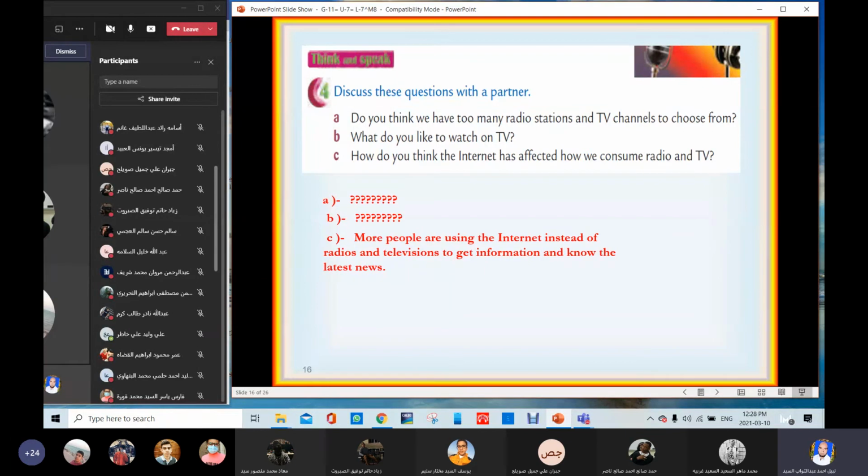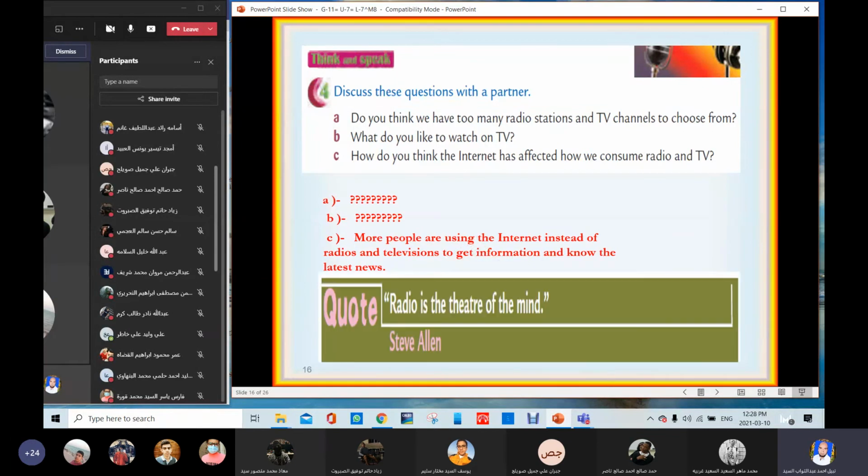Thank you. Now, Steve Allen was a radio presenter. He was a famous one. You will know more information later about him. And he said a quote, it's very famous. He said, radio is the theater of the mind. Radio is the theater of the mind.